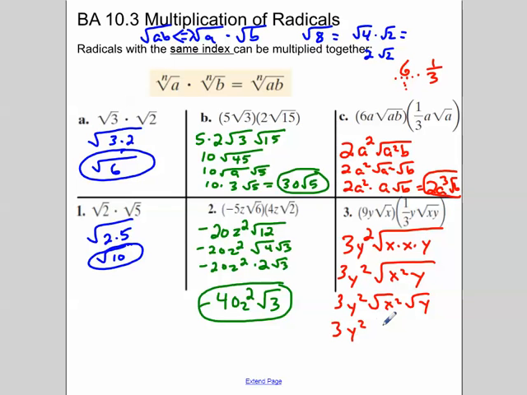3y squared, square root of x squared. The square root of a perfect square means the base comes outside the house, times x, square root of y. Let's combine everything and make it prettier. This could be an answer because everything's outside the house. But usually we put the variables in alphabetical order. So 3xy squared is prettier, more elegant, I guess, as an answer. And there's our answer.